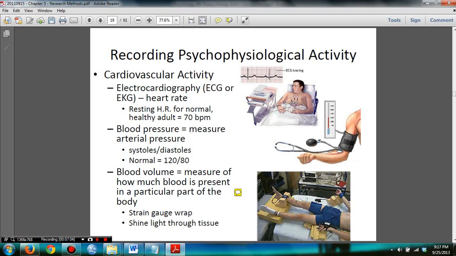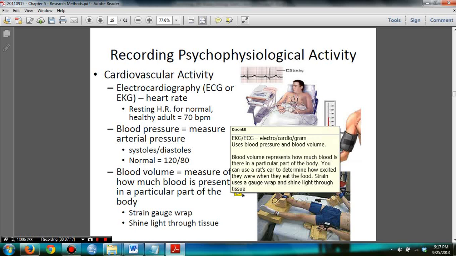And now we're talking about cardiovascular activity. So then we talked more about blood volume, which is the measure of how much blood is present in a particular part of the body. And then here is my side note.